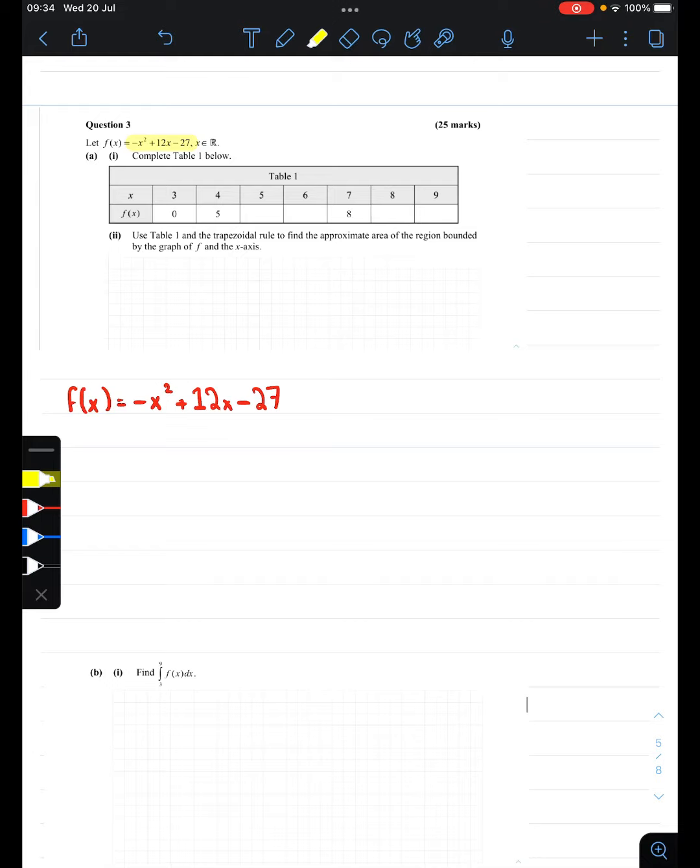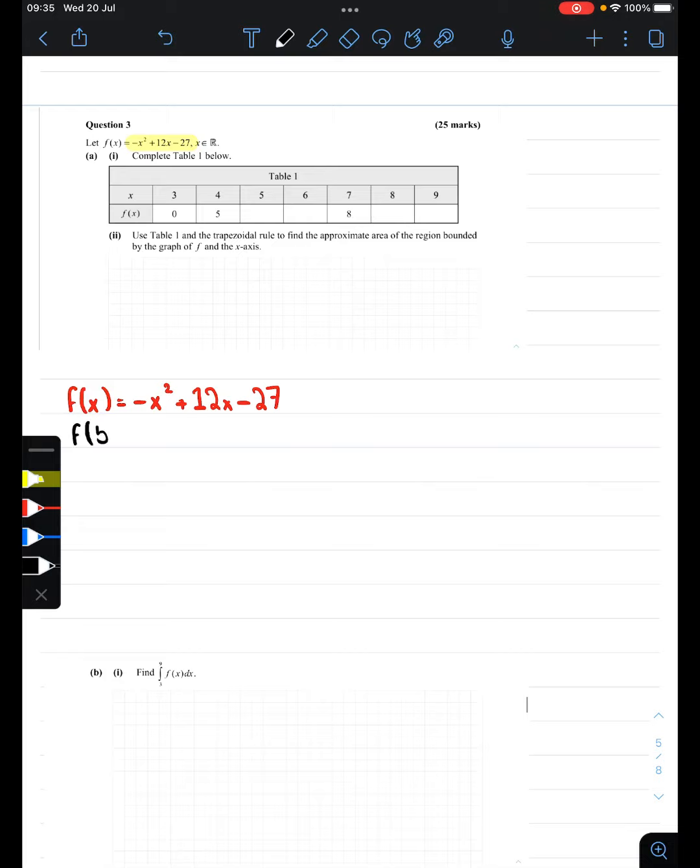Okay, so from part A, we want to complete the table below, the values of f(x) when x takes the values given in the table, 3, 4, 5 all the way up to 9. Well, this is simple. It's just as simple as inserting that value of x. So for the table, x equals 5, well, what does that equal?